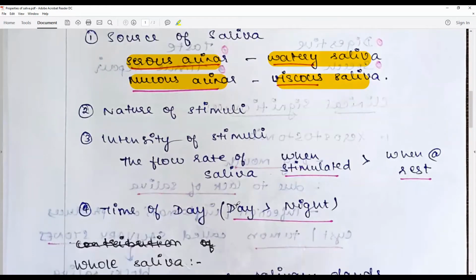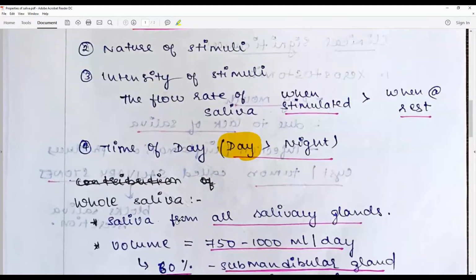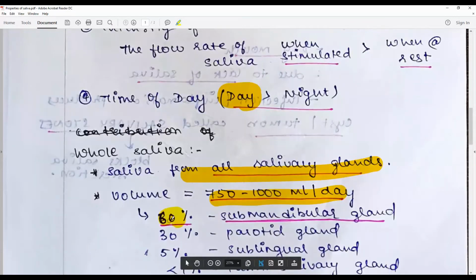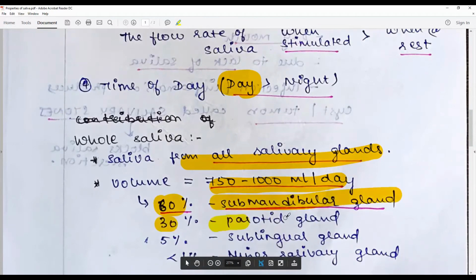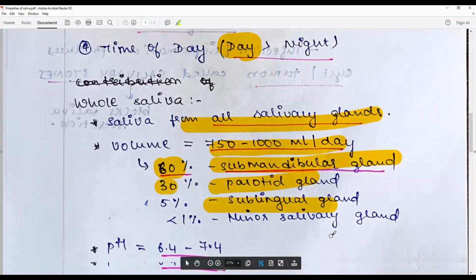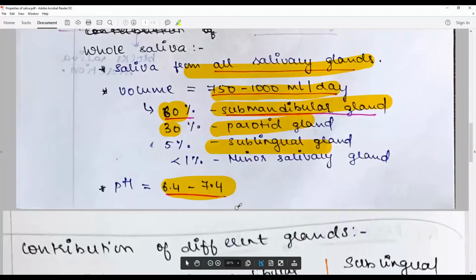Another factor is the time of the day. Saliva secretion is increased during the day and less during the night. It is serous during the day and mucous during the night. The whole saliva, secreted from all salivary glands, is about 750 to 1000 ml per day, of which 60% is from the submandibular gland, 30% from the parotid gland, 5% from the sublingual gland, and 1% from the minor salivary glands. The pH of whole saliva ranges from 6.4 to 7.4.